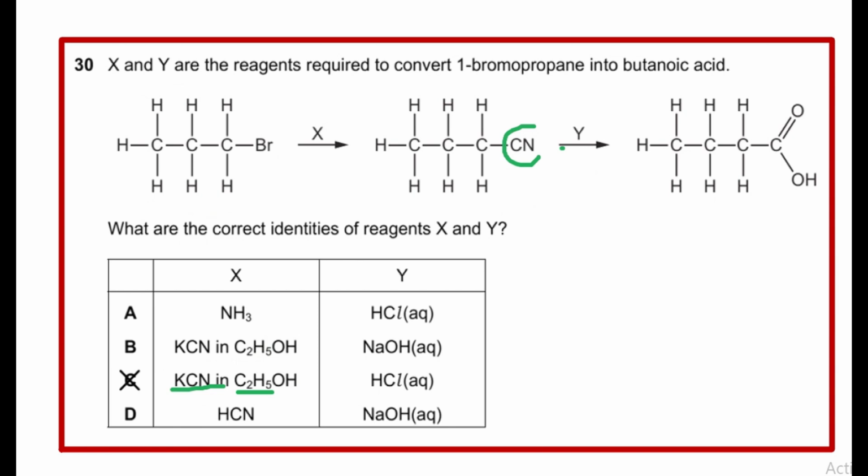is nitrile compound to carboxylic acid, acid hydrolysis. So if the CN group is acid hydrolyzed, it is converted to a COOH group, carboxyl group. So butane nitrile goes to butanoic acid, and the reagent is aqueous hydrochloric acid.